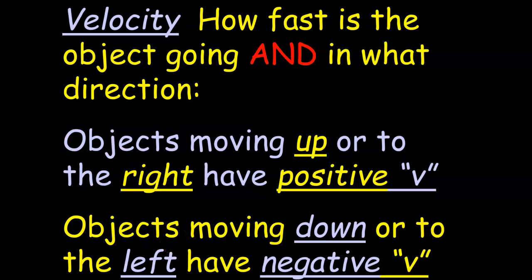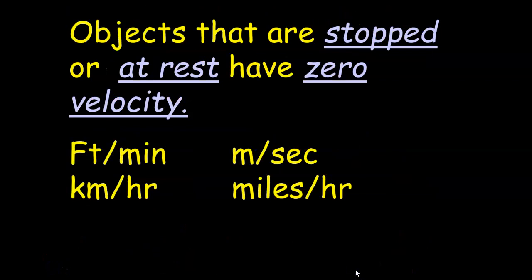It'll be how fast it's going, but if it's going up or to the right, it's going to be a positive number, and if it's going down or to the left, it'll be a negative number. When an object is stopped, or said to be at rest, the velocity is 0. Some units for velocity include feet per minute, kilometers per hour, meters per second, miles per hour. Basically any unit of measurement per unit of time. Miles per hour is a speed, but velocity takes into account what direction our object is going.